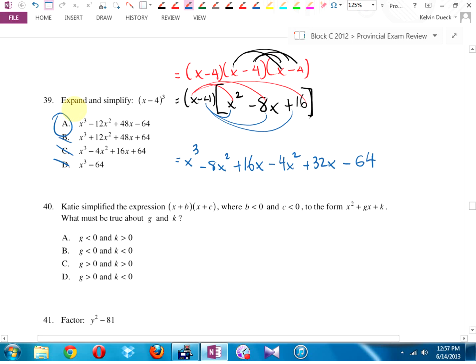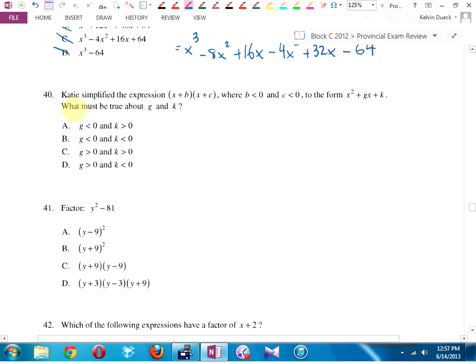Mr. Dueck? Yeah? Does that mean as a shortcut, I could have just cubed that last number in the binomial and kind of clued in that D was wrong, because I knew if I FOILed out, I'd get a bunch of middle terms? You could gather like terms and that'd be perfectly fine, but have I tried to teach you, Ashley, to cross out wrong answers as you go along? That's a good skill.